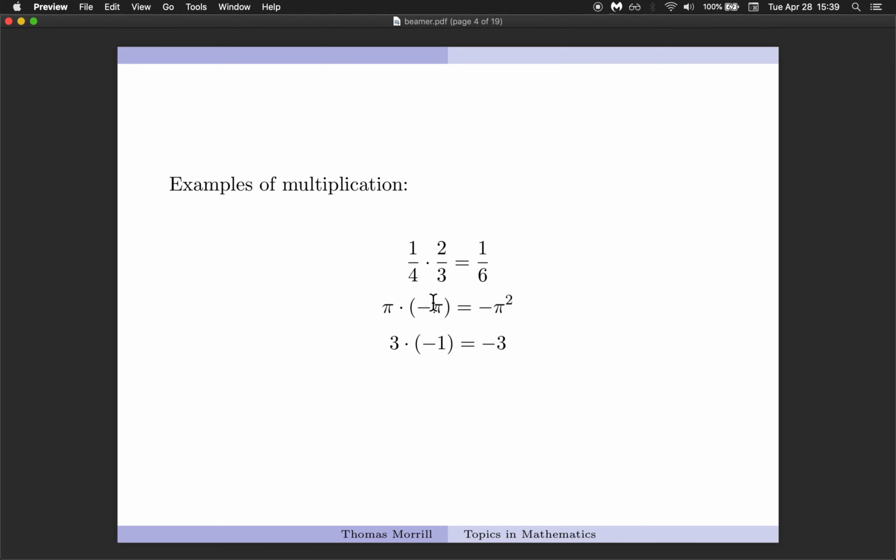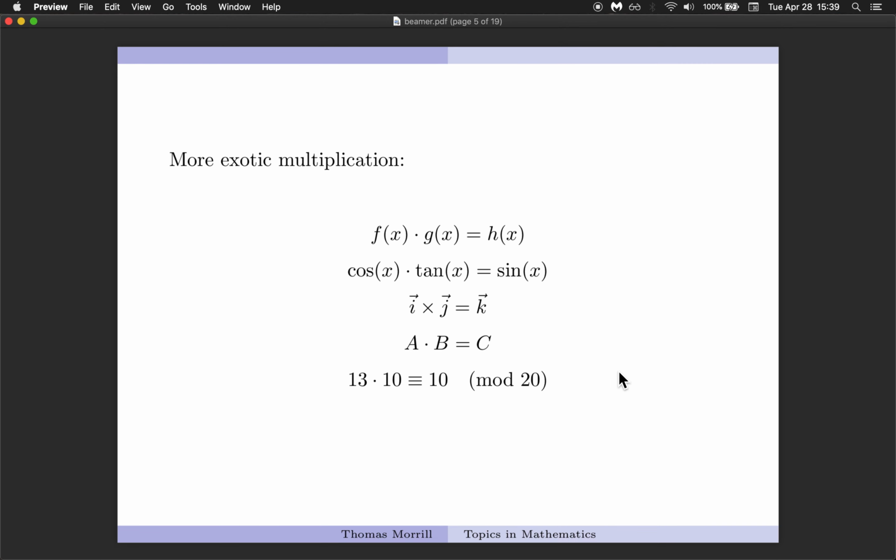And you can see that I'm still staying within fractions on top. Pi times negative pi, I still get a real number, negative pi squared. 3 times negative 1, I've multiplied two integers together, I get another integer. And we can carry on multiplying in more exotic settings, so I can multiply functions the same as I've been adding functions together. A concrete example of that would be cosine of x times tangent of x equals sine of x. So here I do get a recognizable function on the right-hand side.